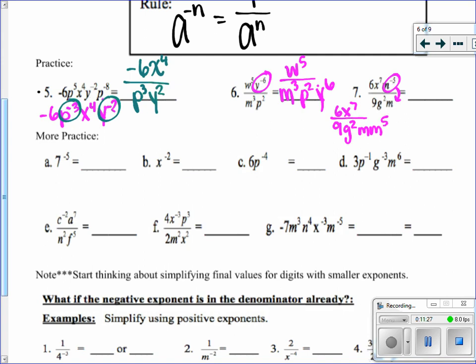Now can we simplify some stuff a little bit? Okay. What about the coefficients? Oh wait. Can we simplify those coefficients? Yeah. 6 over 9, what's that fraction? 2/3. X to the 7, g squared, and m to the power of 6.